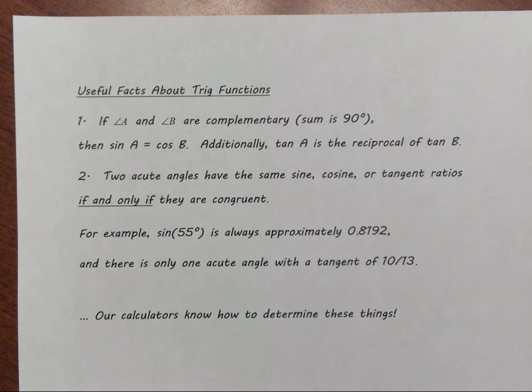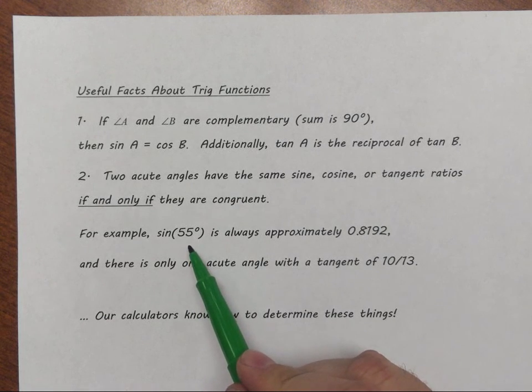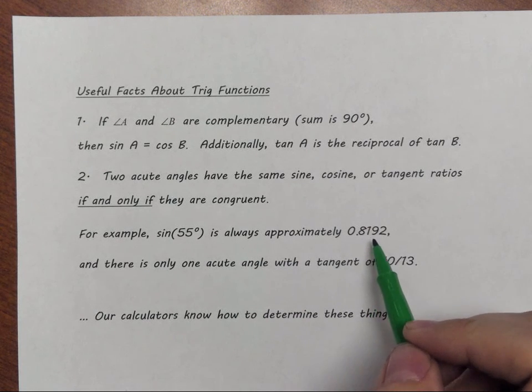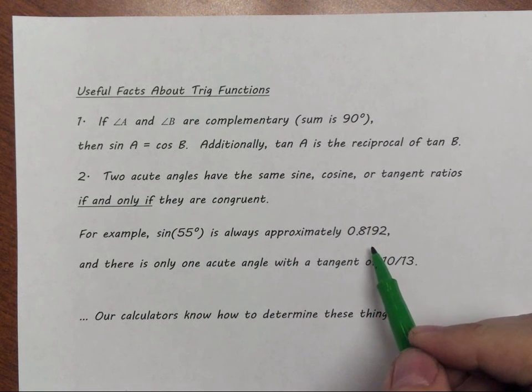Now, second most useful fact, more useful than the first one actually: two acute angles have the same sine, cosine, or tangent ratios if and only if they are congruent. So, that means if I have a right triangle with some particular angle measure, then I know that the sine will always be in some particular ratio, whatever number that might be. For example, if I said the sine of 55 degrees, I can determine that that will always be approximately 0.8192.